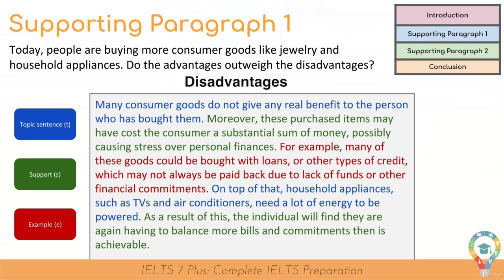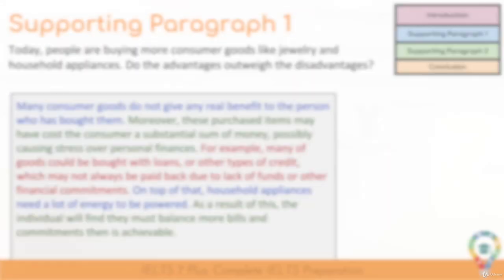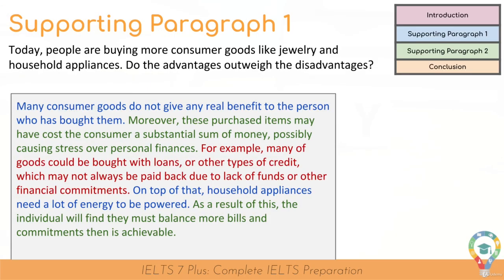On top of that, household appliances such as TVs and air conditioners need a lot of energy to be powered. As a result of this, the individual will find they are again having to balance more bills and commitments than is achievable.